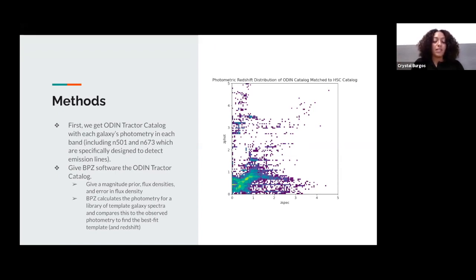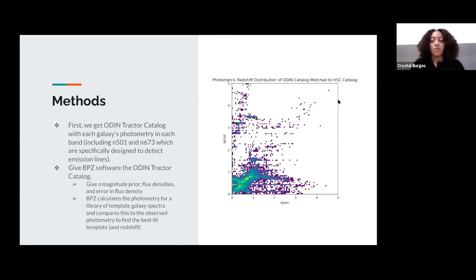So what we do is we give the BPZ software our catalog from ODIN. And in this catalog, like I said, it's going to give BPZ the photometry, meaning flux densities and the error in flux densities. And BPZ is going to calculate the photometry for an entire library of template galaxy spectra. And it compares the photometry of the templates to the observed photometry, and it's going to try to match one of the templates to the photometry that we see for each galaxy. This way we can find a best fit match template and also a redshift.